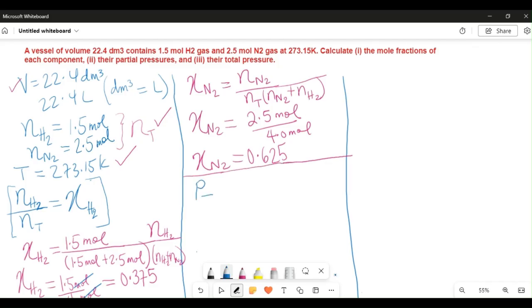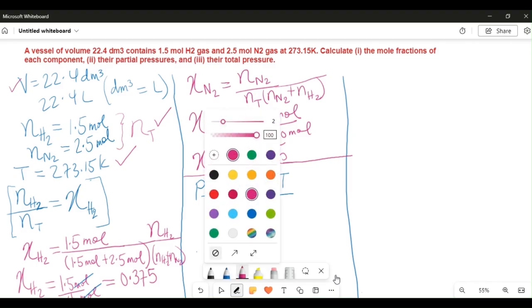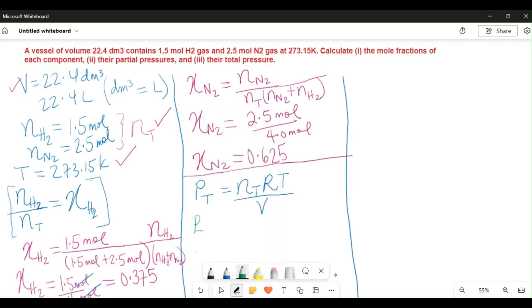So that's going to be the total pressure equals the number of moles for all of the mixture, so the total number of moles times R times T divided by volume. Since we're solving for total pressure, we can rewrite the formula as this. And we're just going to input the information we have. Let's pick a different color. Let's do green. So PT is going to equal the total number of moles, 1.5 plus 2.5, so that's 4.0 mole, times 0.08206 liters atm divided by mole Kelvin, times the temperature, which we have to be 273.15 Kelvin. All of this information divided by the volume, which is 22.4 liters.